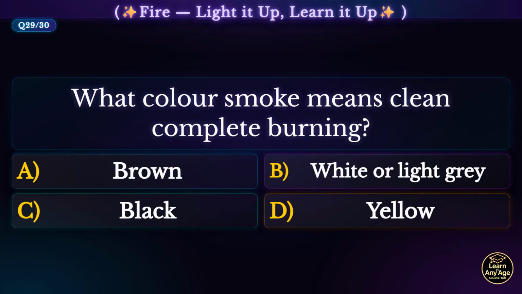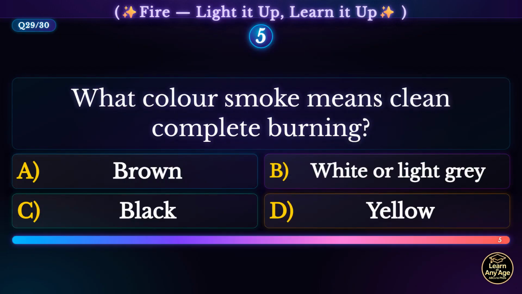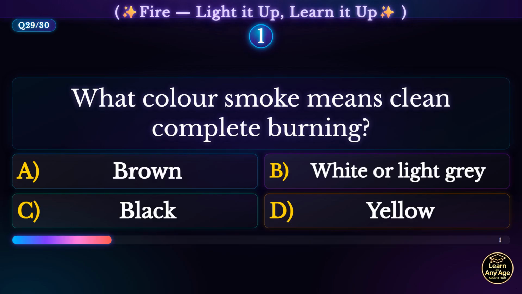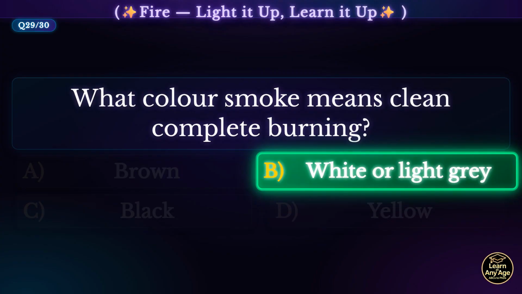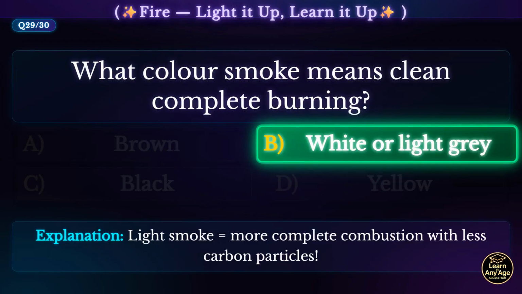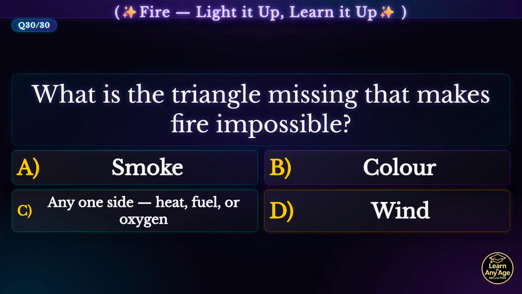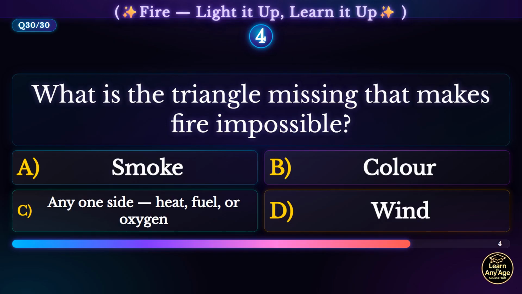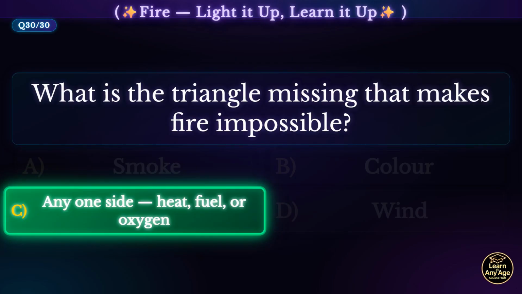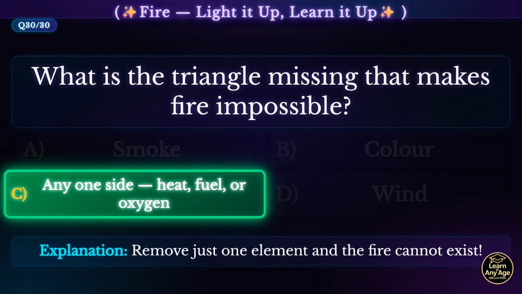What color smoke means clean, complete burning? White or light gray. Light smoke equals more complete combustion with less carbon particles. What is the triangle missing that makes fire impossible? Any one side: heat, fuel, or oxygen. Remove just one element and the fire cannot exist.